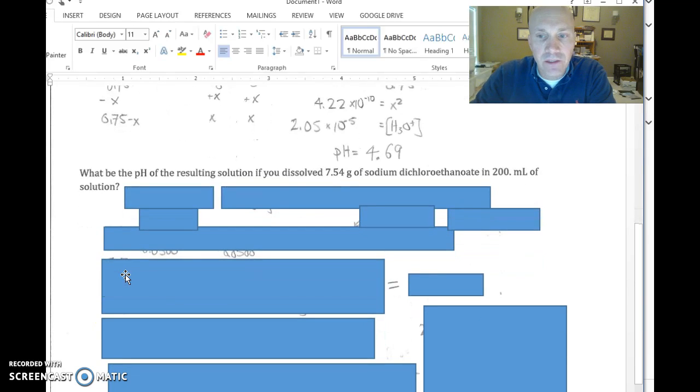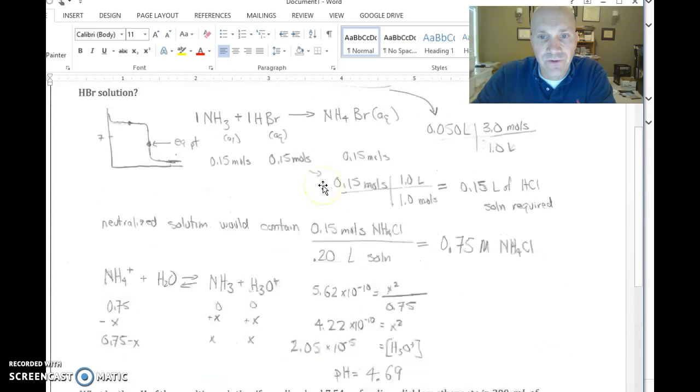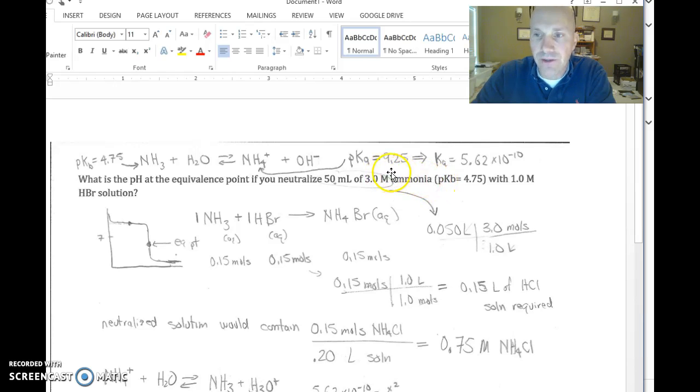Okay. So in the next problem, it looks like a totally different type of problem, but what I hope to convince you of is it's essentially the exact same type of problem that we were just doing. This says, what's the pH of a resulting solution if you dissolve 7.54 grams of sodium dichloroethanoate in 200 milliliters of total solution. At first you'd say, well, this is just making a solution and figuring out what the pH is, versus these types of problems right here, which is figuring out the pH of a solution at the equivalence point. So hopefully you realize that the connection is that when we do these neutralizations, essentially what you have at the end is a solution of the salt of this neutralization, and you can figure out the pH in the exact same way that you'd figure out the pH of a salt solution.